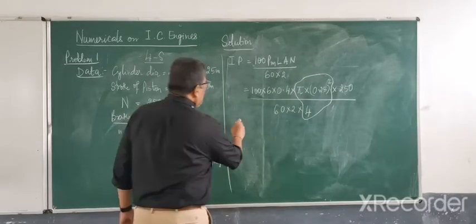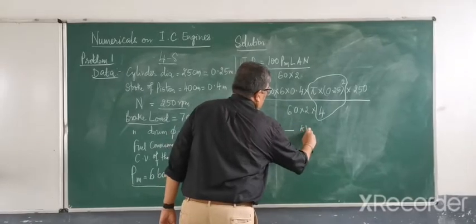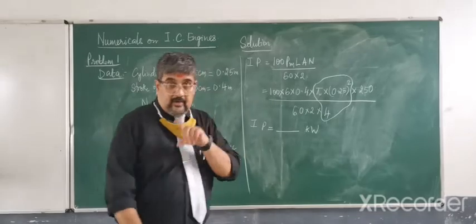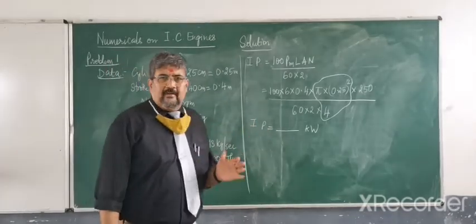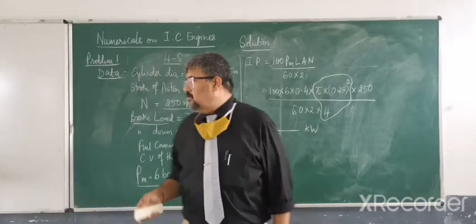So you will directly get the indicated power, which is equal to so many kilowatt, which I leave to you. You are required to find out how much the indicated power is. So we have already found out the indicated power. Let's see how to find out the brake power now.